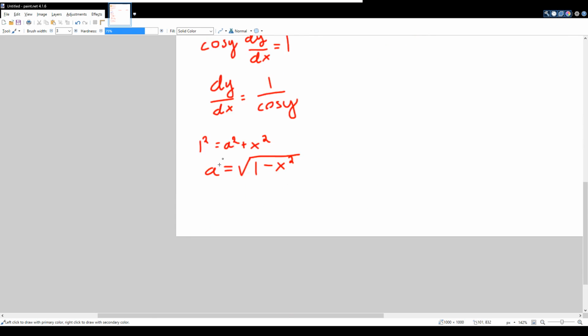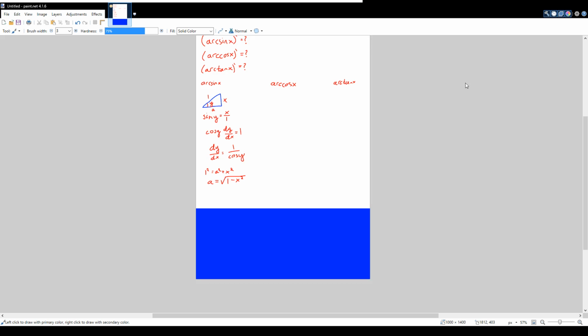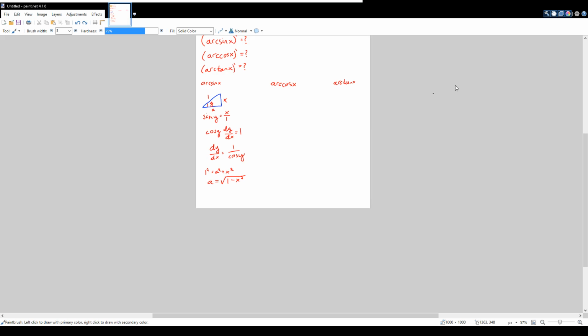So this means that cosine of y, I'm going to expand the canvas here. Yeah, that should be more than enough. Oh no, that's not what I intended. Here we go. There we go.